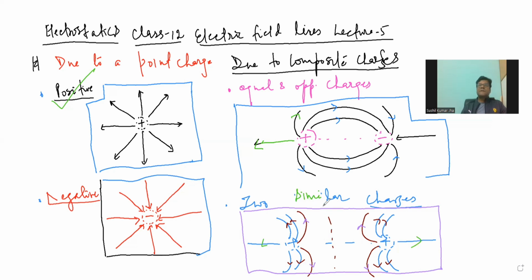Then we can have certain characteristics or properties of field lines. Hope it's clear. So let us remove this. Properties of electric field lines.